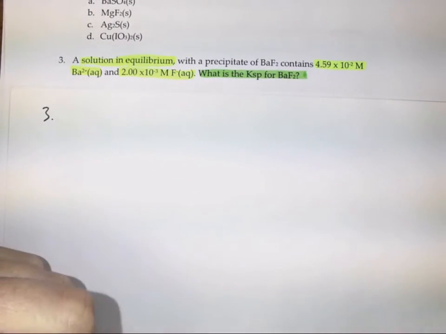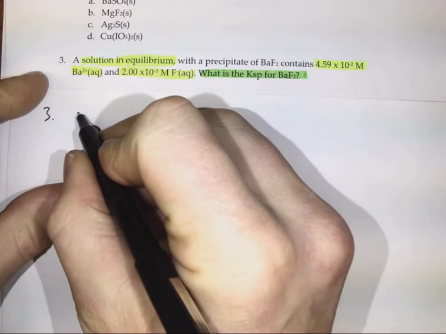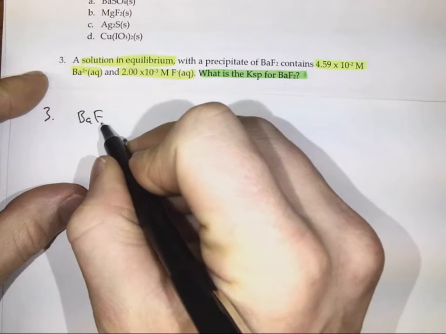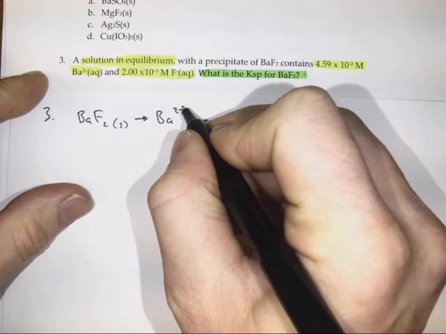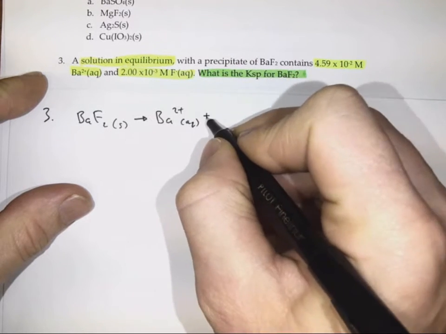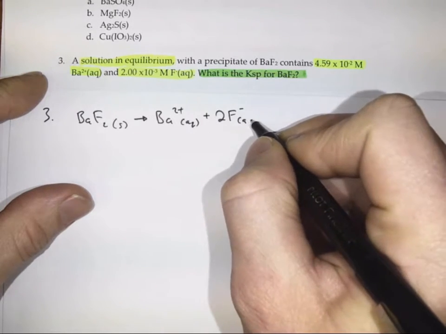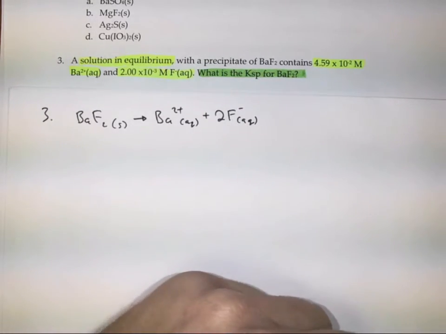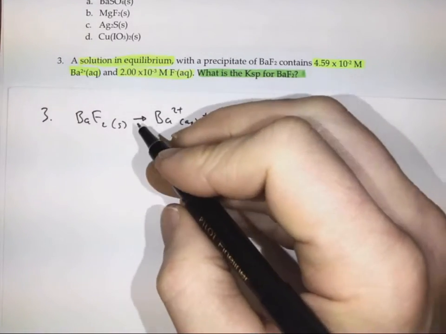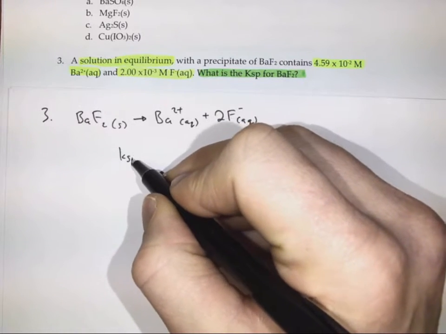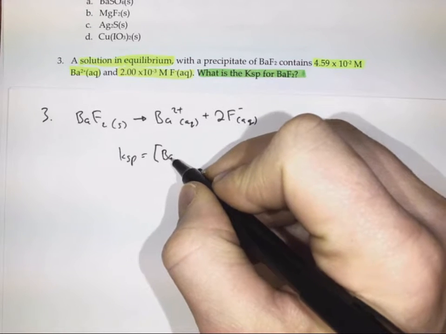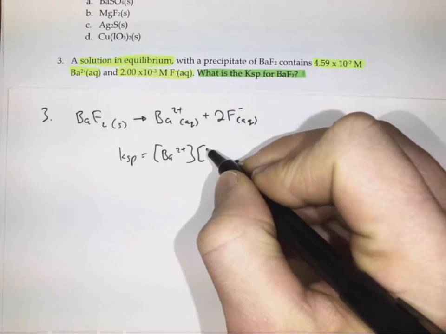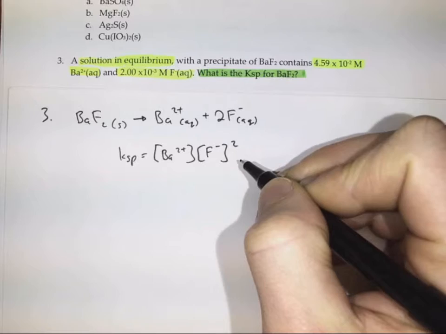So for question 3, we should probably start with a dissociation reaction. Barium fluoride, which is solid, is going to turn into some barium ions, which are aqueous, and 2 fluoride ions, which are also aqueous. Okay, so we can write a Ksp expression, which is going to say our barium ions times the square of our fluoride ions.